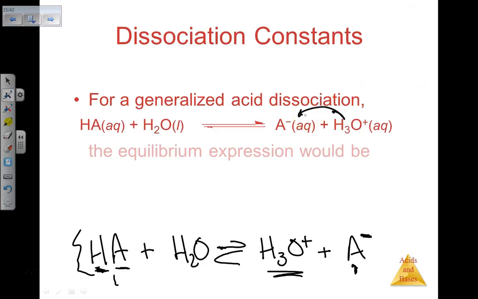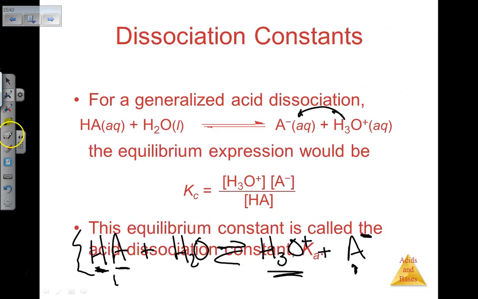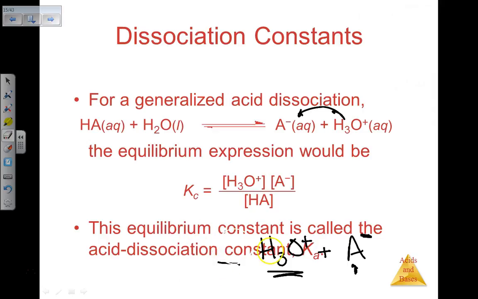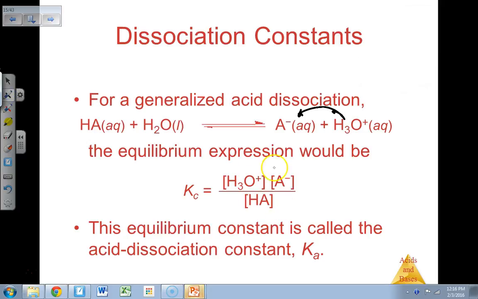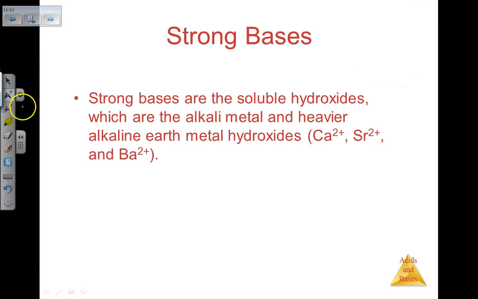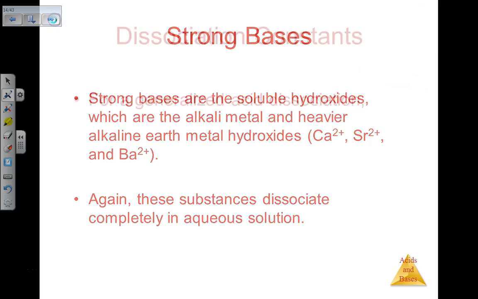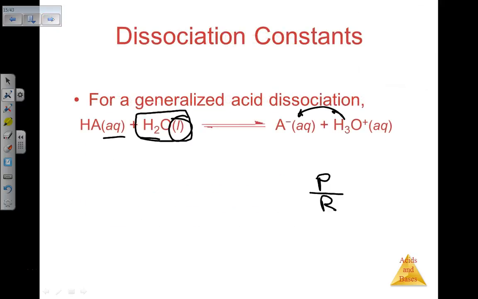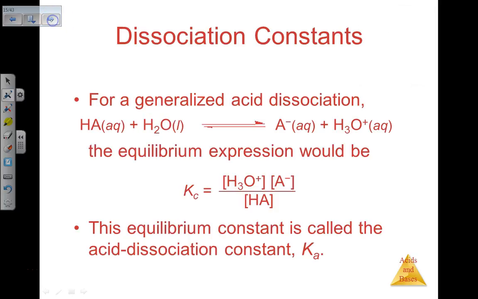Okay, and then the equilibrium expression is always going to be this. Again, it's products over the reactants. This is the products, this is the reactants. Why don't we include water? Because water is a liquid. We only include those things that are aqueous or gaseous.